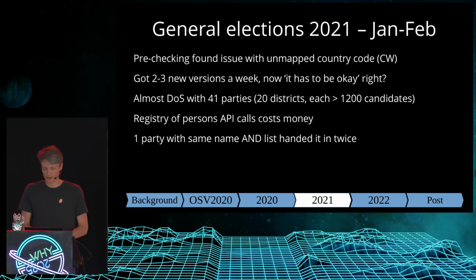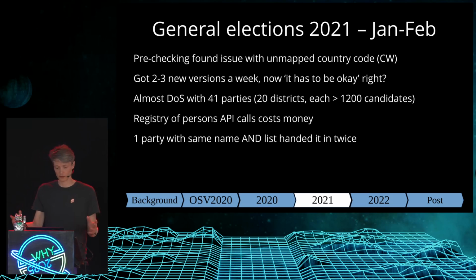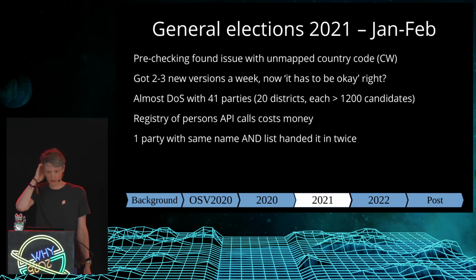Then the parties came in, and the software crashed totally because we got a country code, Curaçao, CW, and somehow the code base wasn't expecting this country code. Still patching that one. I think the day before we started creating the paper ballot, we still had a new software version. So now it has to be okay, right? Then we heard there would be 41 parties. We never would have tested that. And with more than 120,000 candidates in every 20 districts, we started testing for that, and the software would take an enormous amount of time because there were some inefficiencies.